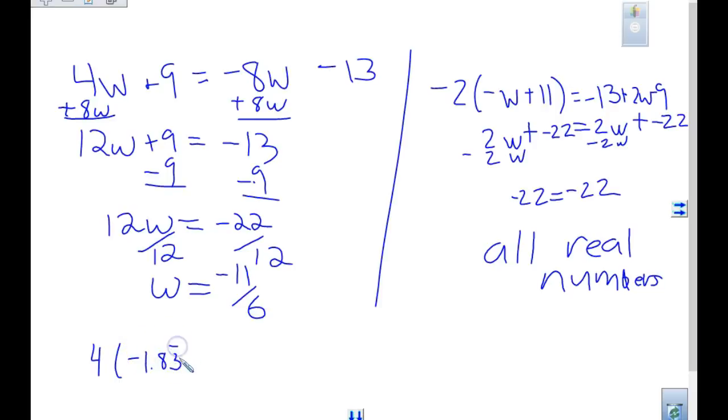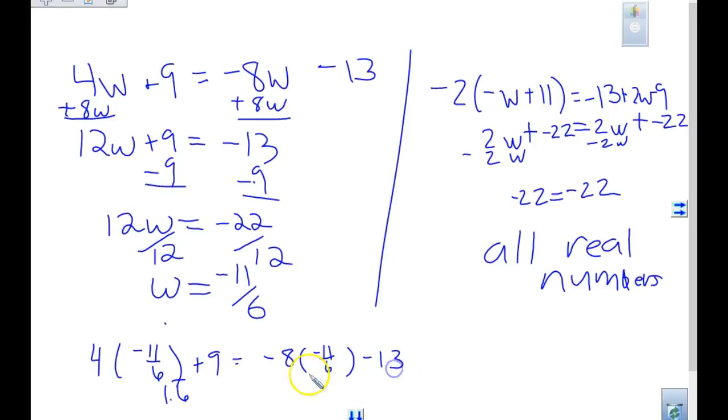1.83 repeating. Don't put that in for your check. Put in -11 divided by 6 plus 9. And when you did that, Gavin, what did we end up on this side? 1.6 repeating.